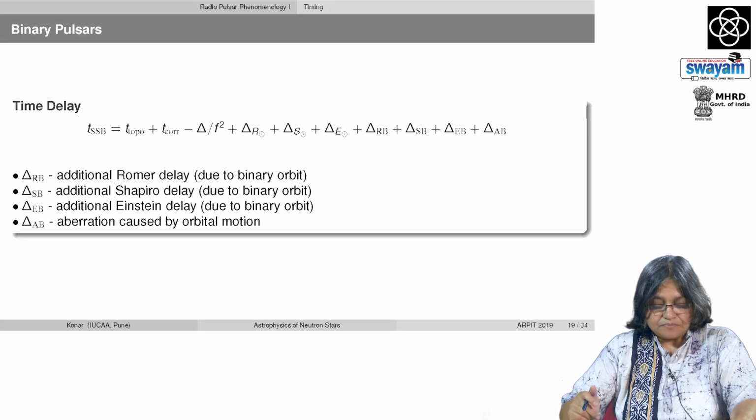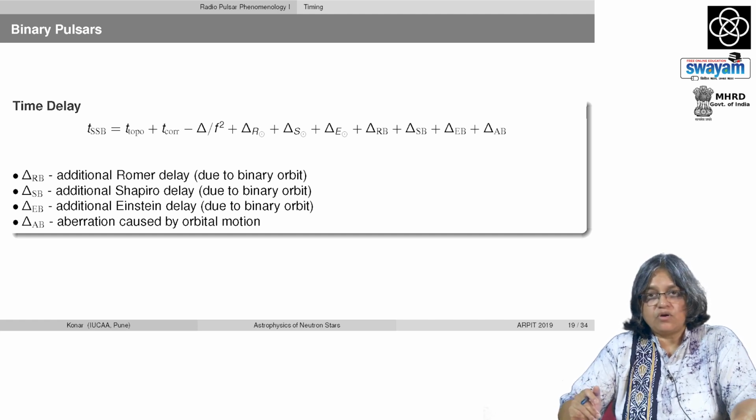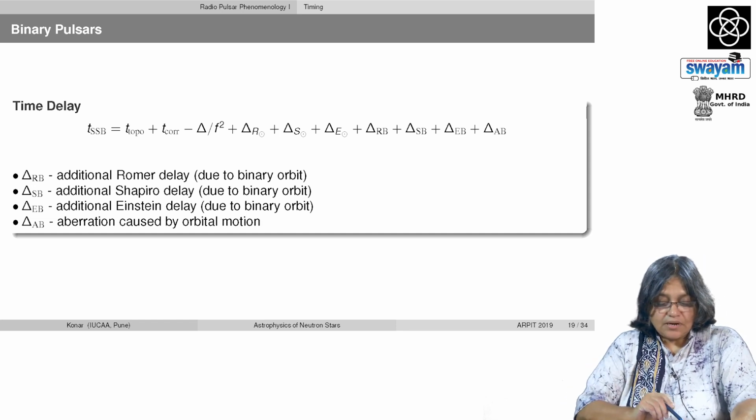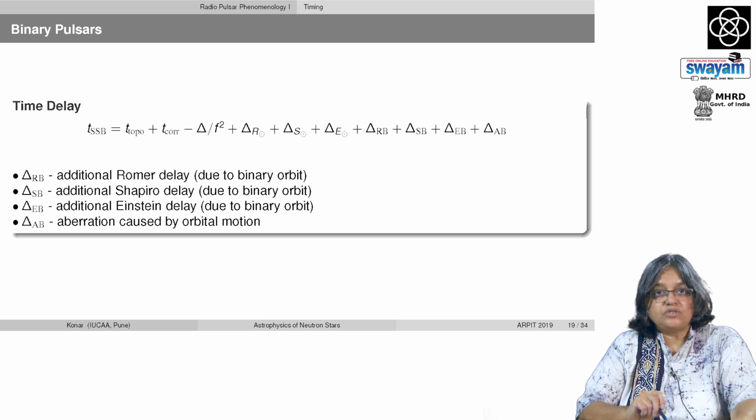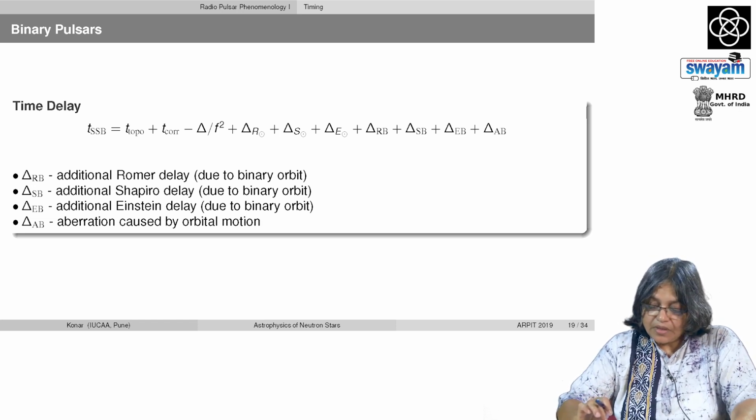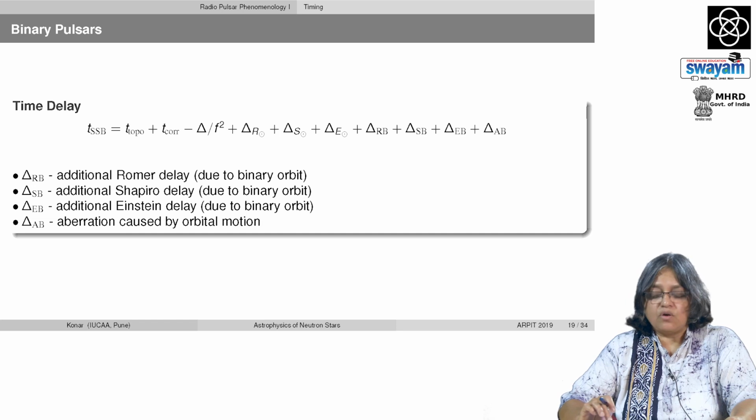Now, for binary pulsars, there are additional factors over and above the factors we discussed for an isolated pulsar causing time delay. What are those? Those are additional Romer delay due to the binary orbit, additional Shapiro delay due to the binary orbit and additional Einstein delay due to the binary orbit, and also a factor of aberration caused by the orbital motion. So, there are a whole lot of factors one needs to take into account in order to have a precise timing of pulsars.